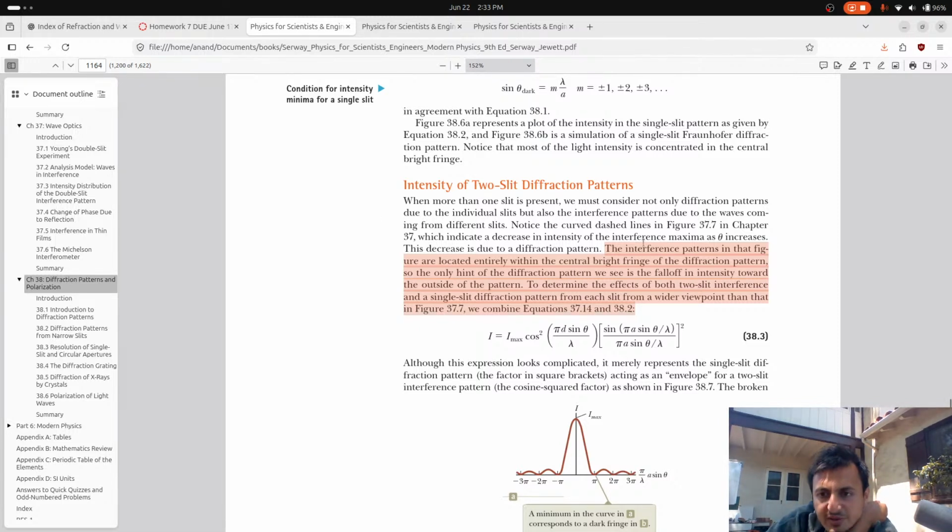This is due to a diffraction pattern. The interference patterns in that figure are located entirely within the central bright fringe of the diffraction pattern. So the only hint of the diffraction pattern we see is the falloff in intensity toward the outside of the pattern. To determine the effects of both two-slit interference and single-slit diffraction, we have to multiply the intensities.